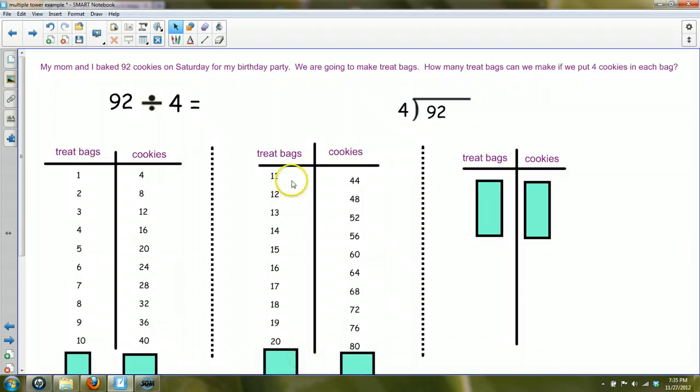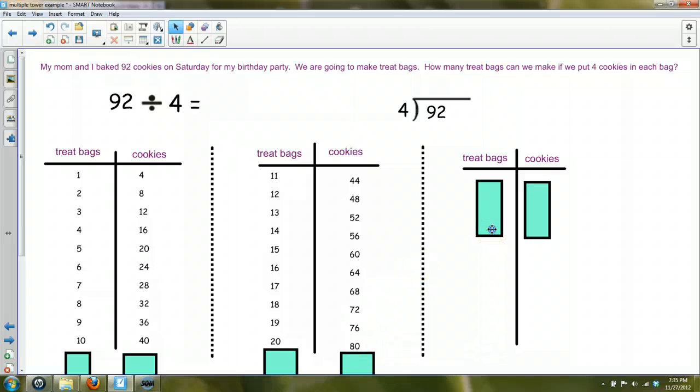You can always tell that when you're counting by a number that ends with a 5 or a 0, your number over here is going to end with a 5 or a 0. That way you won't lose track. I also know that 20 times 4 equals 80, so that can help me as well.